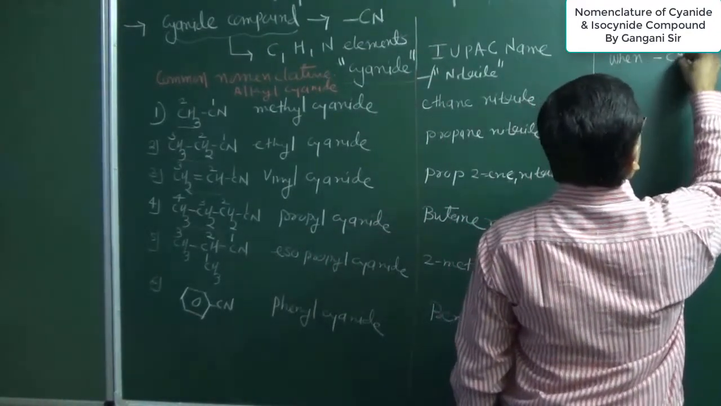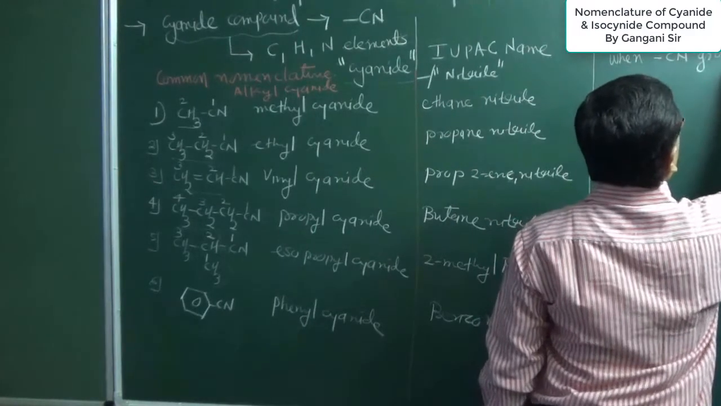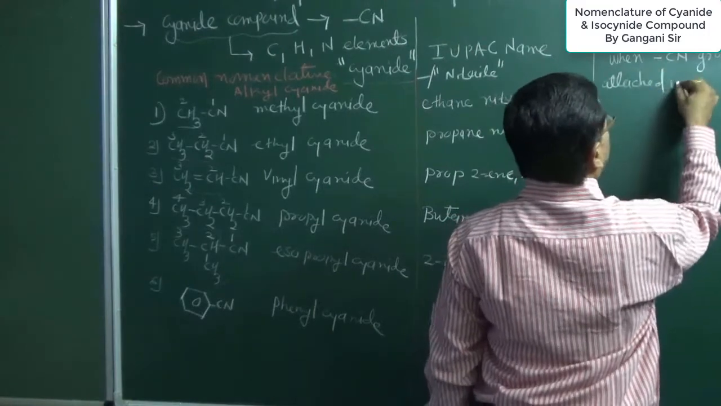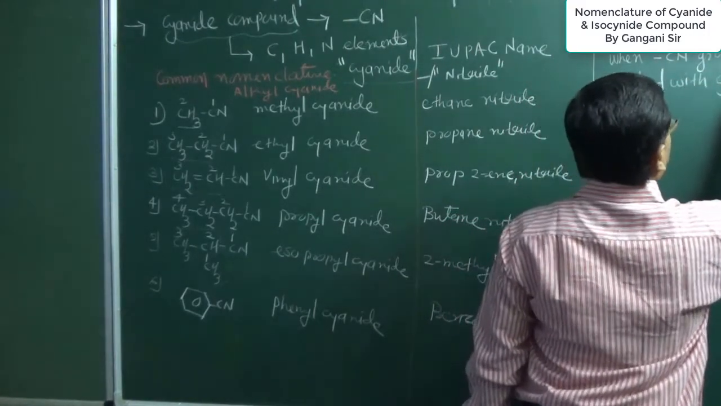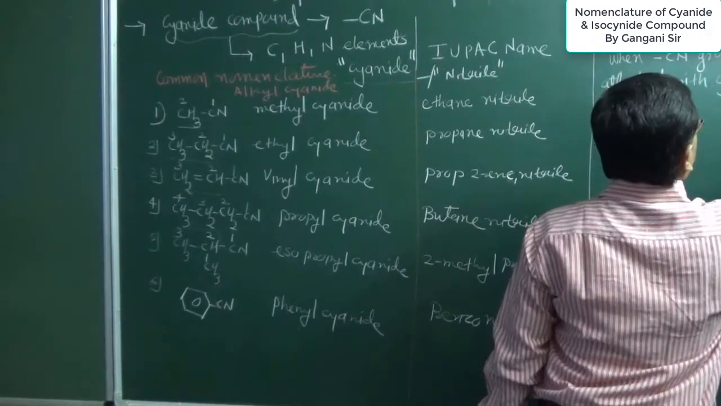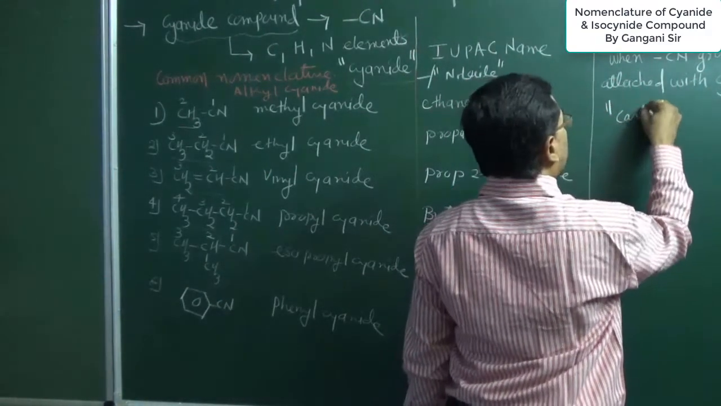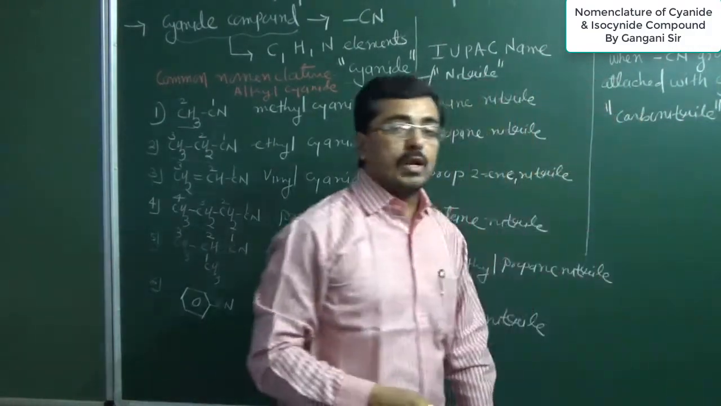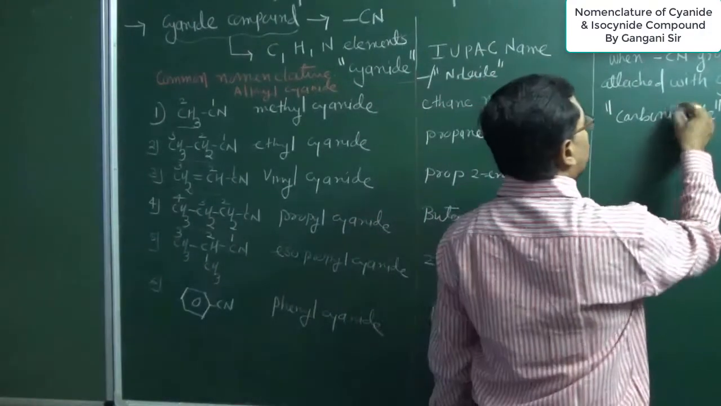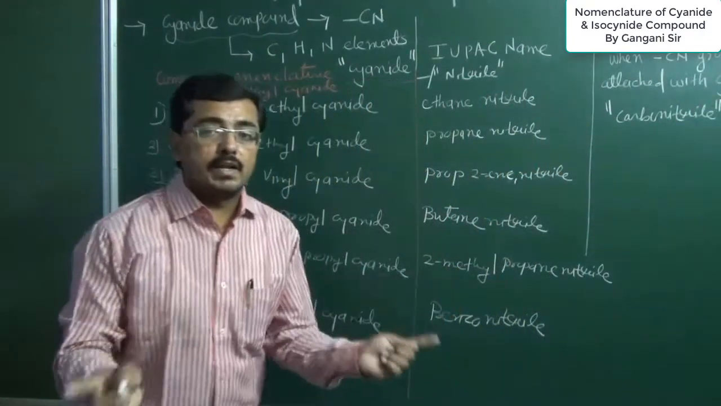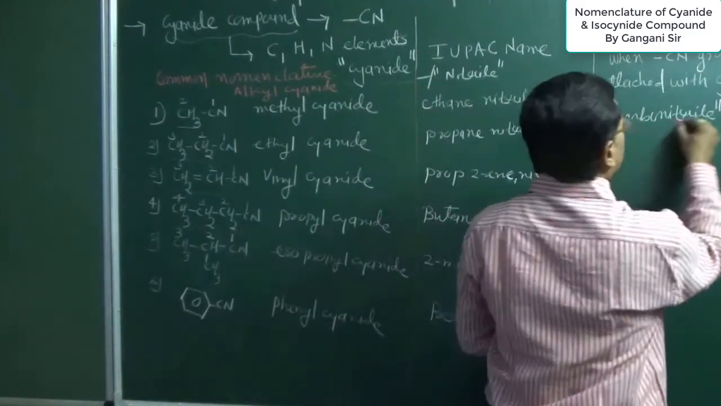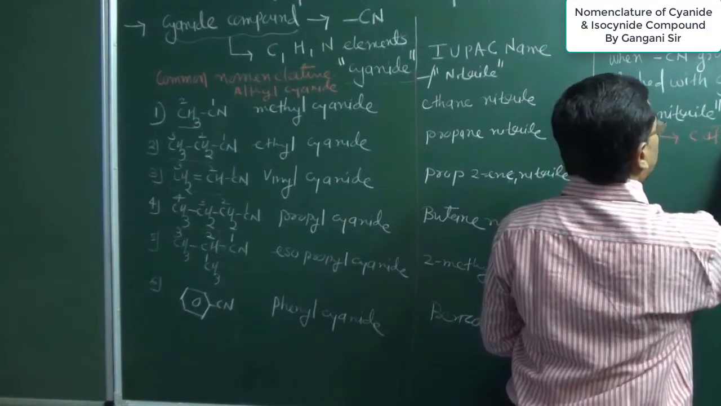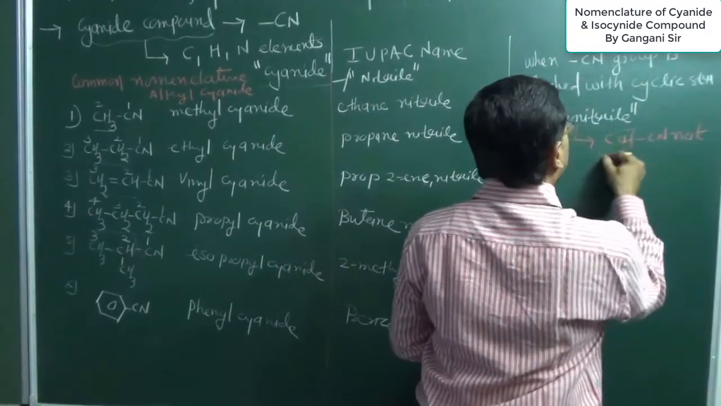When a cyanide group is attached with a cyclic structure, we use the word carbonitrile for its nomenclature. And whenever we are using the suffix carbonitrile, it is most important to note that the carbon of CN is not considered in the long chain.